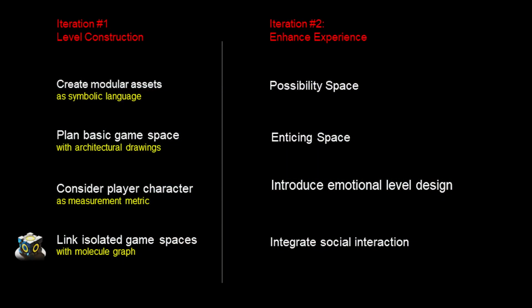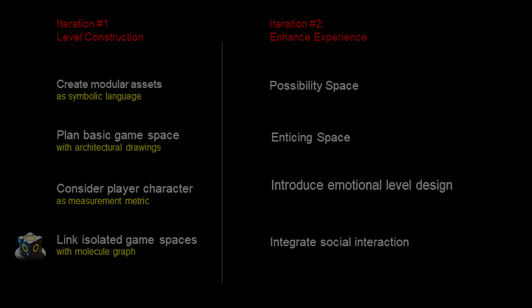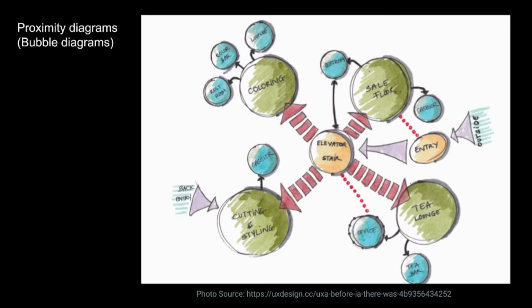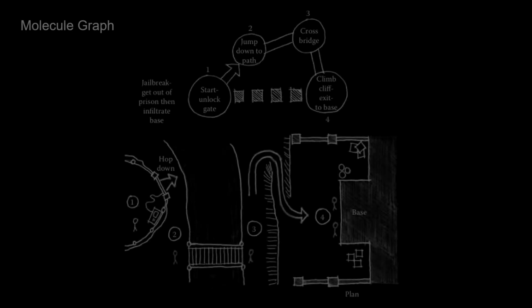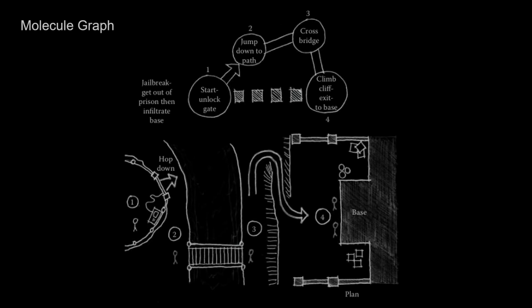Up to this point, we have discussed several isolated game spaces. Then how can we link these spaces together in interesting and meaningful ways? Architects use proximity diagrams, also called bubble diagrams, to conceptually draw relationships between spaces. In level design, there is a similar concept called molecule design proposed by MacMillan and others.